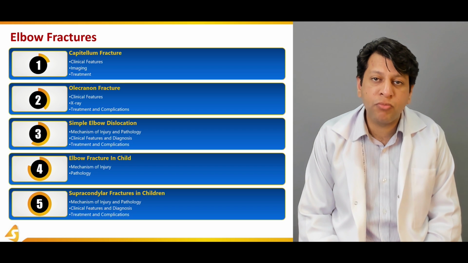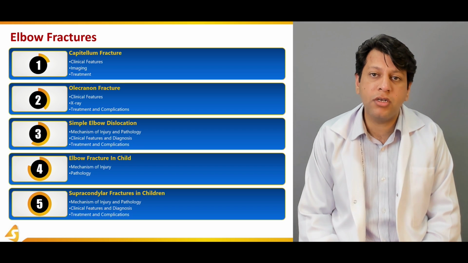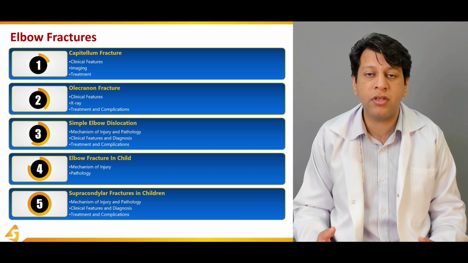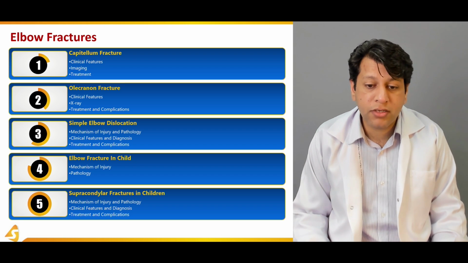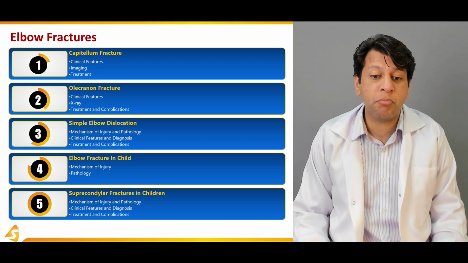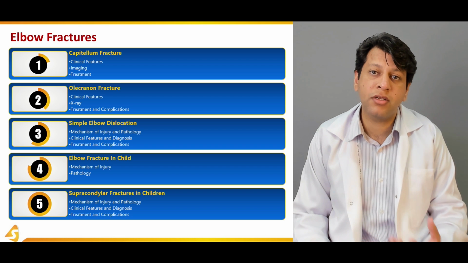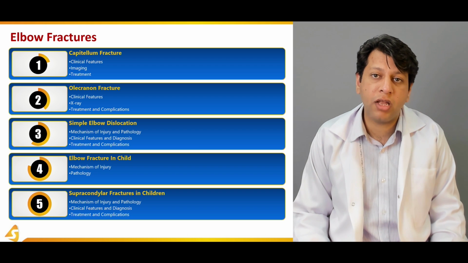In the third section, we're moving on to the simple elbow dislocation in adults, and what are the methods of closed reduction of simple elbow dislocation. In the fourth and fifth sections, we're moving on to the fractures around the elbow in children. Especially, we'll be discussing the mechanism of injury, the pathology of injury, and how the injury occurs, especially the role of the ligaments around the elbow in children.